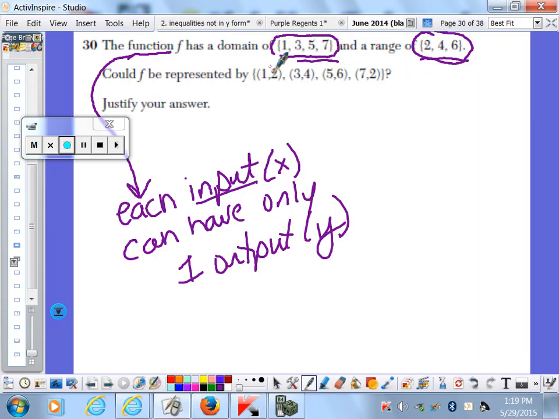Did they use the domain for the x values? And did the range of values come from the set of range values up here? Also, does it satisfy this definition that each input has only one output? So you are going to either state, yes, it could be represented by that because, or you are going to say, no, f cannot be represented by that because. Go ahead.